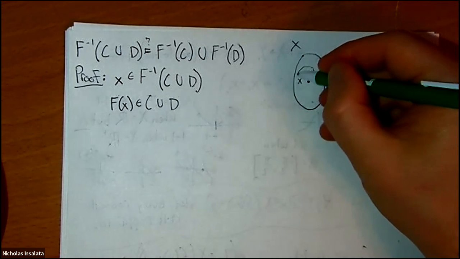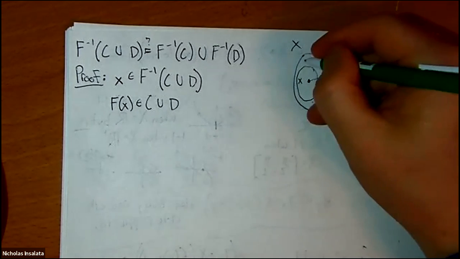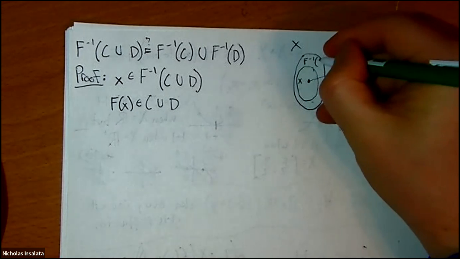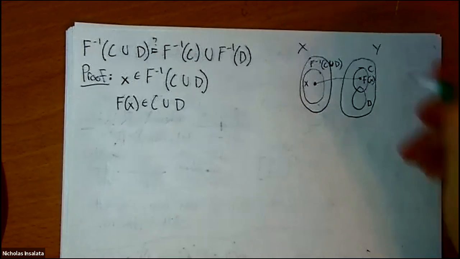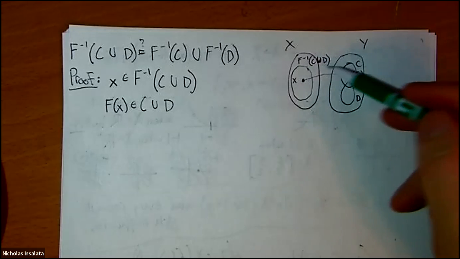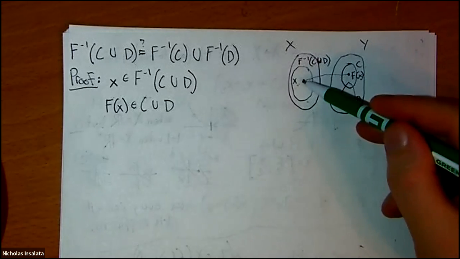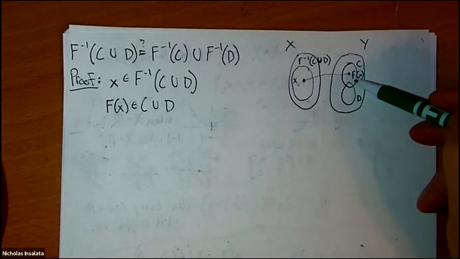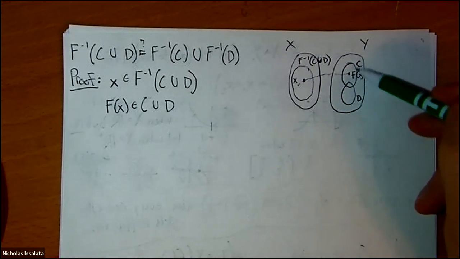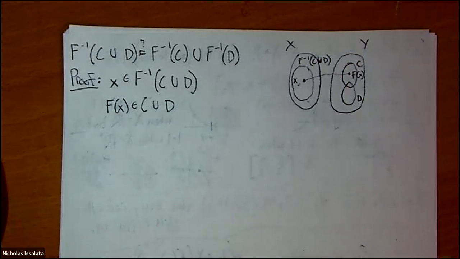Well, if x is inside of the inverse image of C union D, that means that f of x, by definition, must come from C union D over on the codomain side. What do you guys think? Does that make sense?